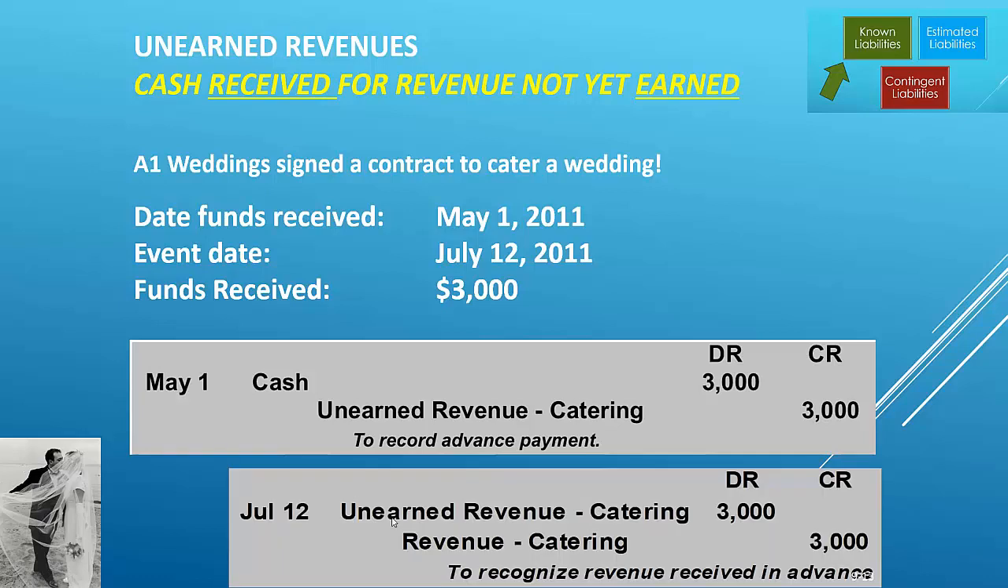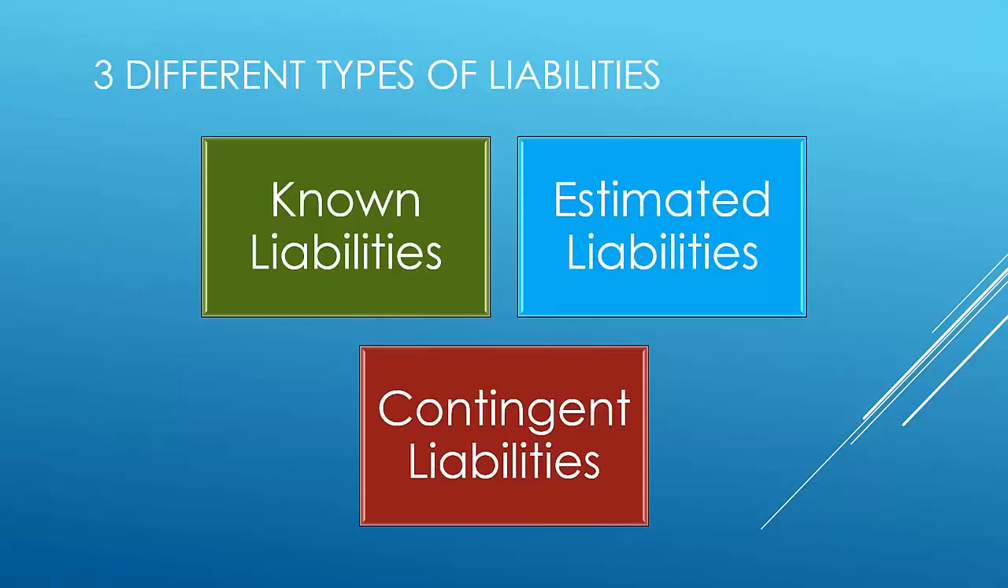So here I've given you the example of on July 12th when the wedding is, and they've actually catered the wedding. Here's the unearned revenue that's being a reversal of this. And then here's my revenue that is going to be credited, which increases my revenue. Okay, so now we're going to move on.